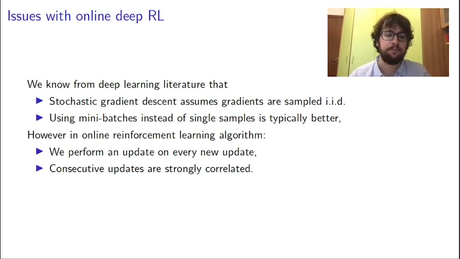in the previous steps. On the other side, we also know that, for instance, in deep learning, using mini batches instead of single samples is typically better in terms of finding a good bias variance trade-off. And again, this doesn't quite seem to fit the online deep Q-learning algorithm that I described in the previous section, because there we perform an update on every new step. So every time we are in a state and execute an action, get a reward, a discount, and another observation, we would compute an update to our parameters theta.